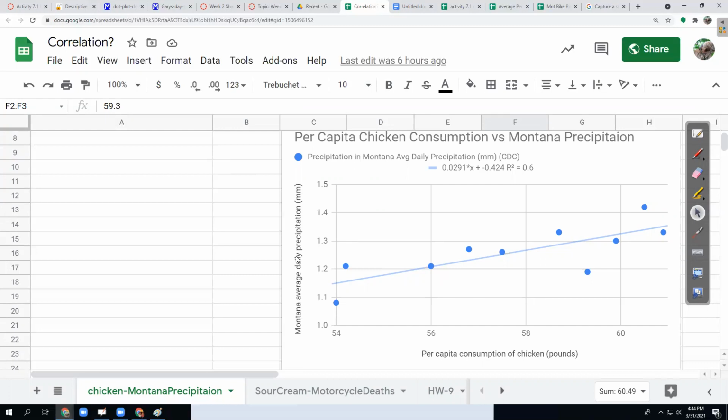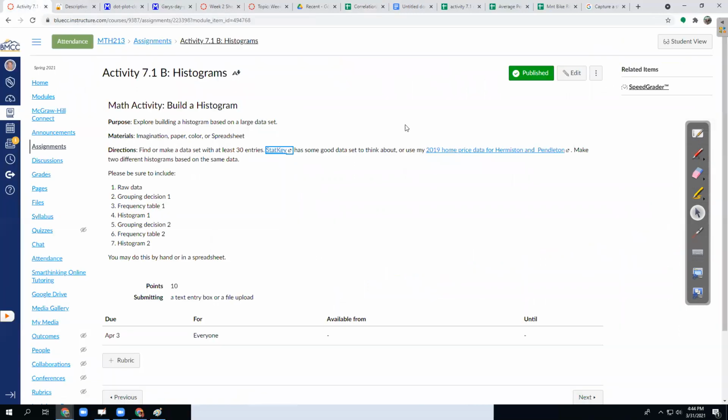Now, do you think there's really a reason that eating more chicken makes it rain in Montana? That seems a little crazy. So there's another website that has some other crazy correlations like this. So again, I have correlation here, but I don't have causation. And those are two very important concepts, and they're distinct but related.